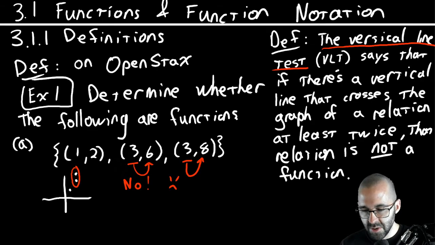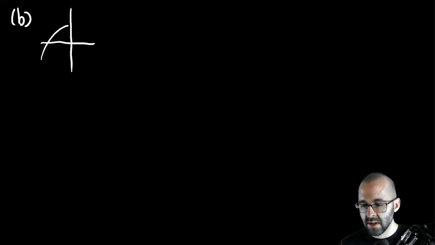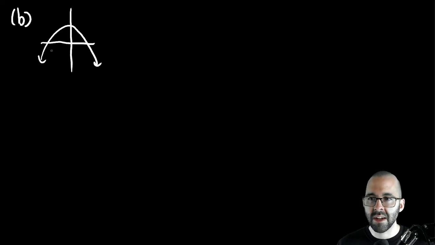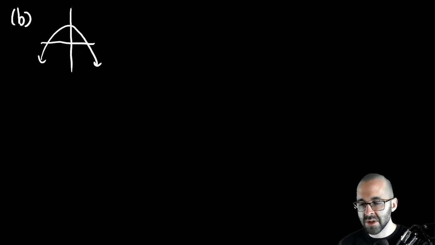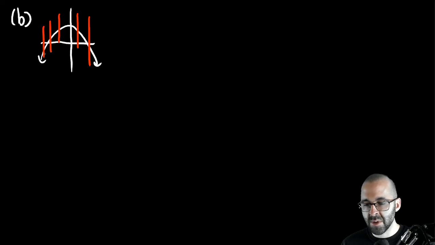Well, let's use this with part B and the parts after B. All right, so same example, part B. Let's look at a bunch of graphs. What about this parabola? Is there any vertical line that we can draw that crosses this parabola multiple times? I'm just drawing a bunch of vertical lines, but no matter where I draw these vertical lines, all of these vertical lines are only crossing once. So it passes the vertical line test. It is a function.